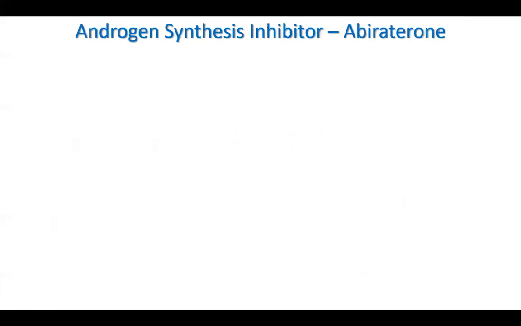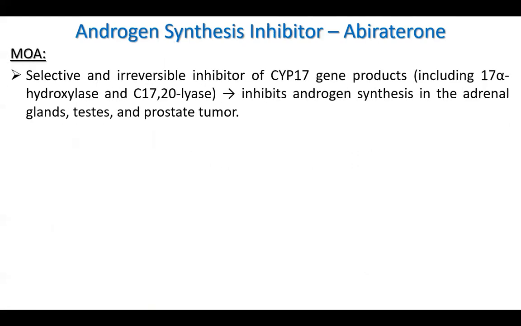Then you have androgen synthesis inhibitor, abiraterone. Mode of action, again, the selective irreversible inhibition of CYP17 gene product, and that includes 17 alpha hydroxylase and C17,20 lyase. So it inhibits different enzymes, which inhibit androgen synthesis in the adrenal glands, testes, and prostate. So this is the inhibitor of 17 alpha hydroxylase. Okay. So it inhibits the androgen synthesis. There are many others. I'm just using one name, abiraterone, which is commonly used.